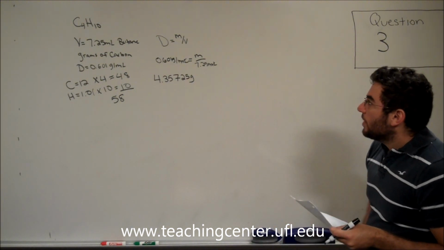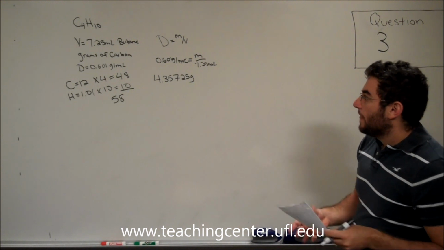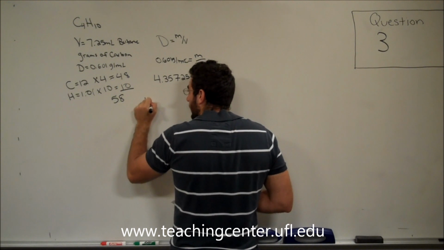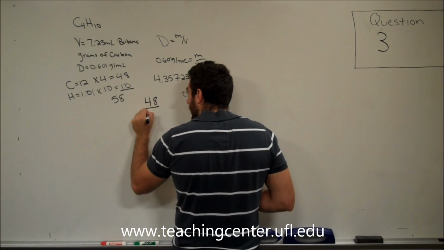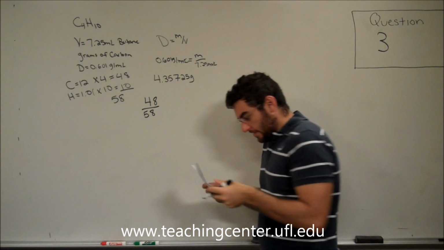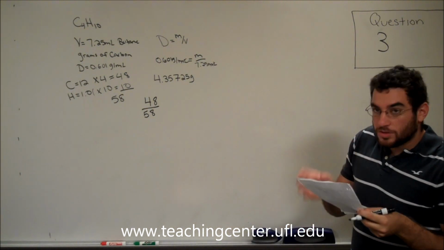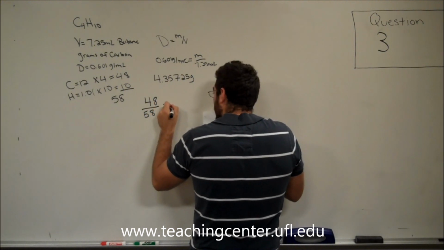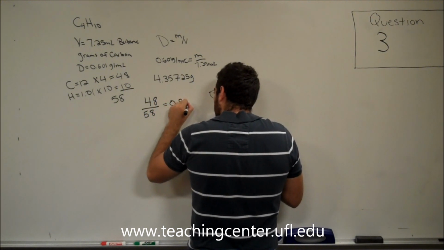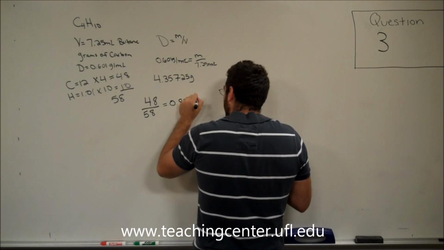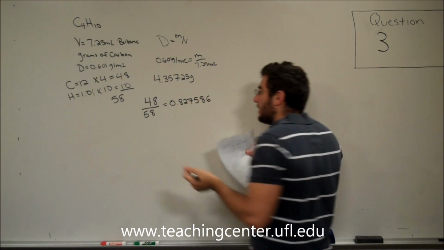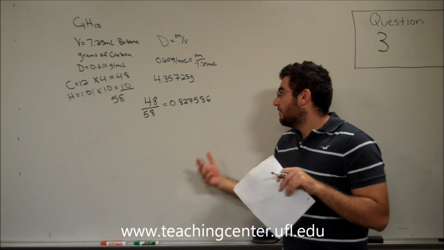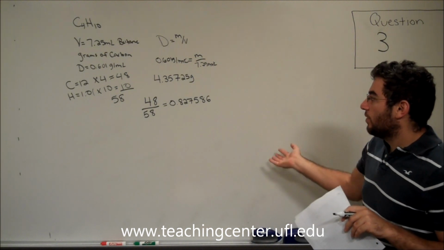So now we want to know how much is just carbon. Well, we know that 48 of the 58 was carbon. So let's go ahead and do 48 divided by 58. And if we multiply that out, we get 0.827586. So essentially this decimal is just saying, if I move the decimal to the right, 82.75% carbon for this molecule.